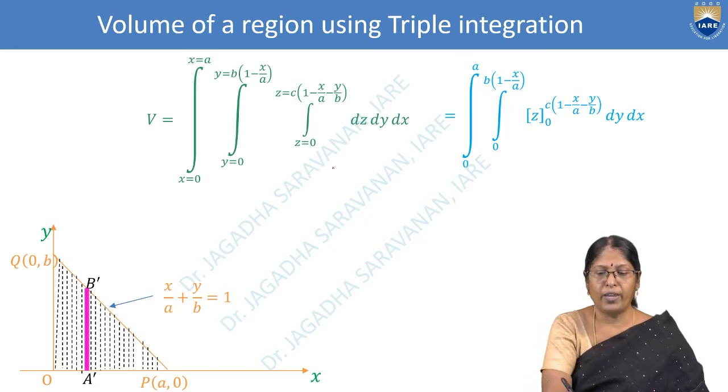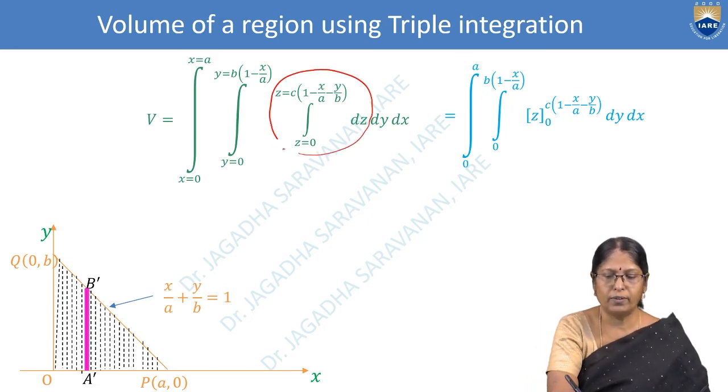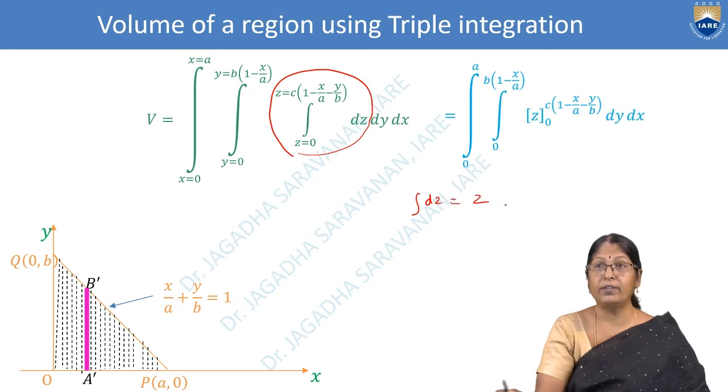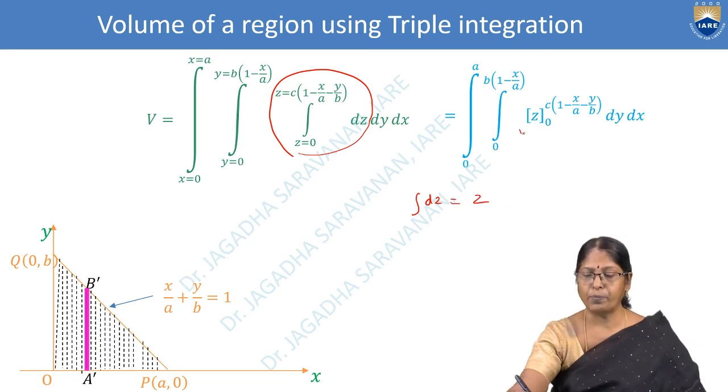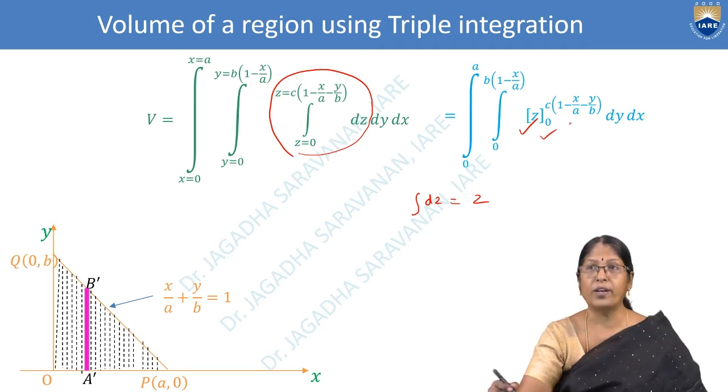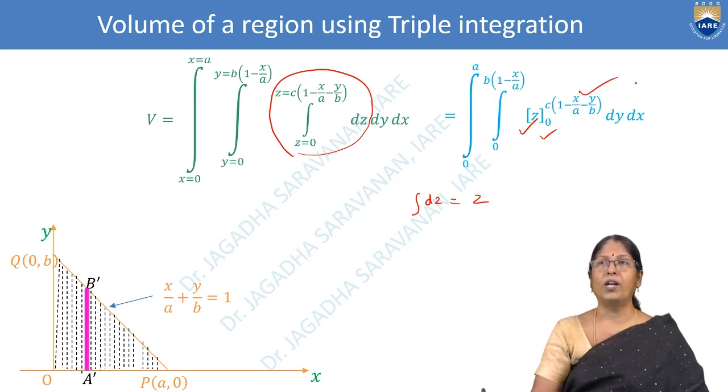So now we integrated this one. We know the integral of dz is nothing but z. We integrated the innermost one, and the limits are: the lower one is 0, the upper one is c(1 − x/a − y/b).